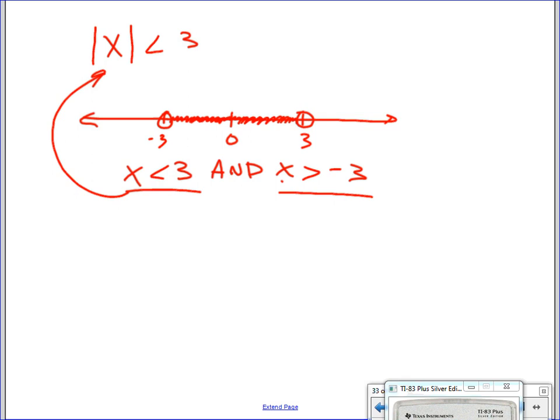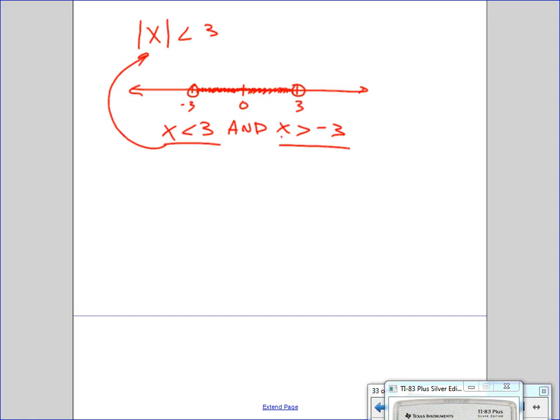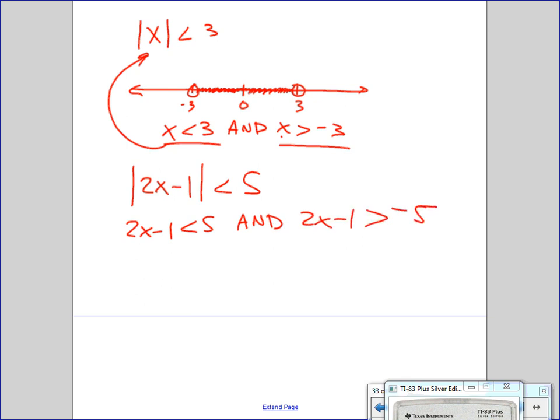Now, if you had something like the absolute value of 2x minus 1 is less than 5, then you would use this principle with what's inside the absolute value. In this case, 2x minus 1 is less than 5. And then you would combine that with an and: 2x minus 1 is greater than -5. And then each of these inequalities has to be solved. Add 1 to both sides. We get 2x is less than 6. Divide both sides by 2. x is less than 3.